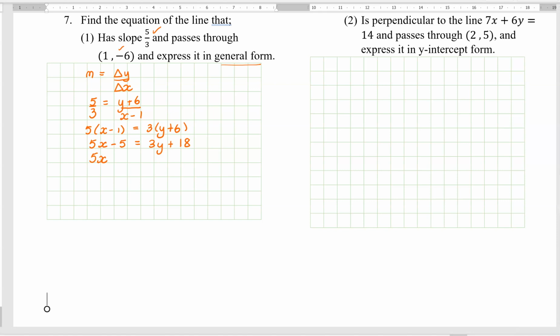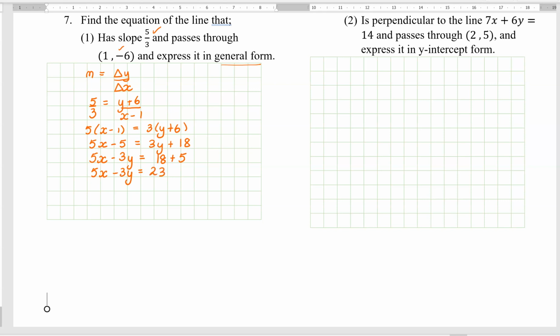3y, now it's a positive 3y here, so to remove it, we need to take 3y. Now technically we do that to both sides, but because we take 3y from the right, that cancels out. The 18 remains there, and to get rid of the take 5, we're going to add 5 to the other side. And there we have it in general form.